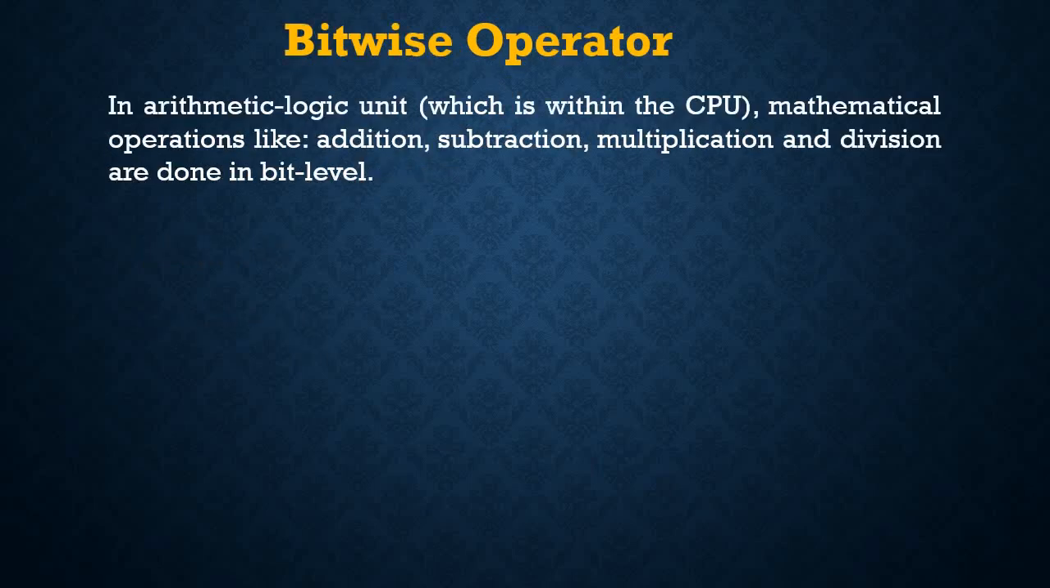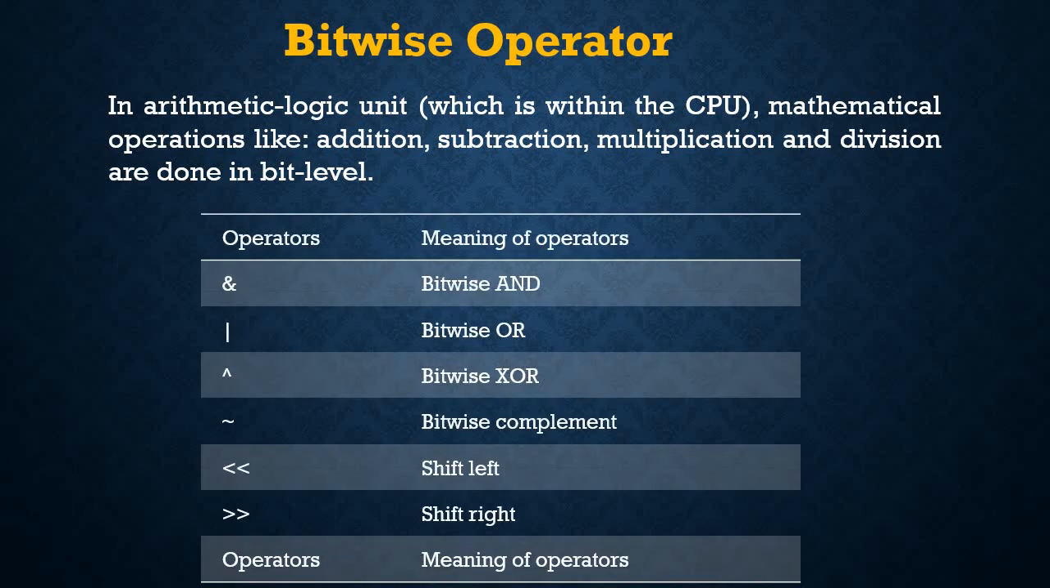Bitwise operators: in the arithmetic logic unit, mathematical operations like addition, subtraction, multiplication, division are done at the bit level. So these are the set of bitwise operators available in C. Here we have placed only one ampersand, and for the pipe symbol also we have only one bar. Ampersand is for bitwise AND, this is for bitwise OR, whereas in logical operators we have double symbols, here double ampersand, but in bitwise we have only one. So this is for XOR, bitwise complement, shift left, shift right.